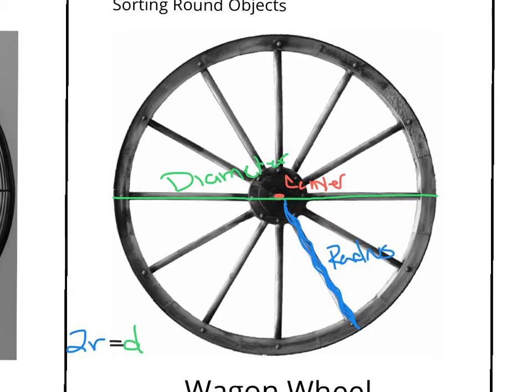You can also go the other way. If my diameter is 20, divided by 2 is 10, so my radius would be 10. If my diameter was 4, divided by 2 is 2, so my radius would be 2. Okay, so two radiuses equals one diameter. And then the last thing is the circumference. Now the circumference is the distance around the outside of the circle.